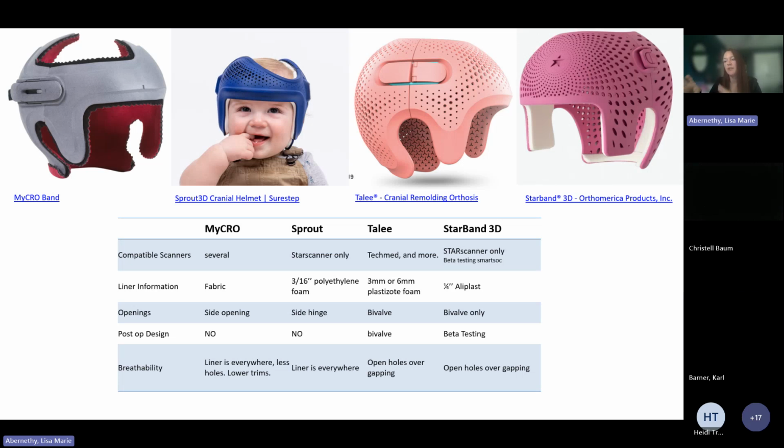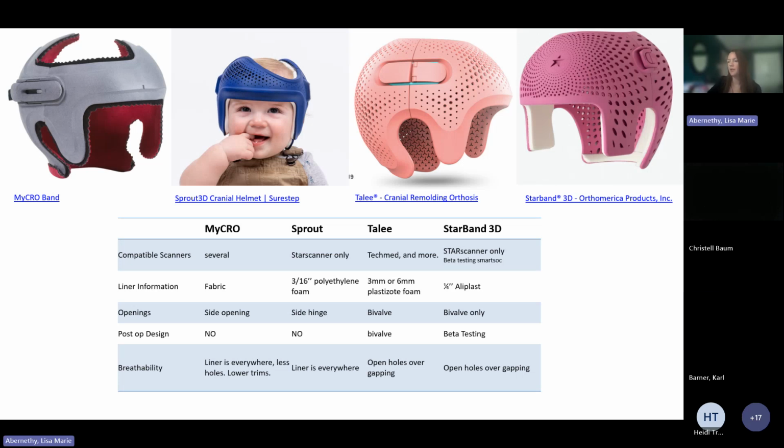For the openings, this to me is also a huge factor. Some of them do side opening, which is what we're used to, but some are bivalve only. And I did hear some feedback that the bivalve is a little bit more difficult to put on babies. When I was in clinic, I only really used bivalve for post-op and for babies who had hydrocephalus or developmental delays. So I think that's an important factor. And then not all of them are technically approved by FDA yet for post-op design.